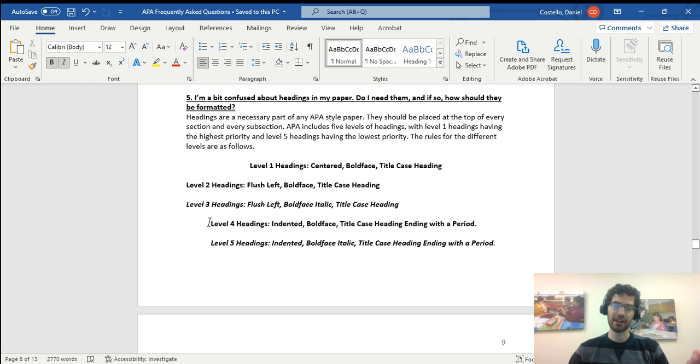And the last 2 levels of headings, level 4 and level 5, they are a little less commonly seen, but still important to know. They follow the exact same formula where a level 4 heading is a subheading of a level 3 heading. Level 4 headings, they are indented, boldface, and title case heading, and they end with a period, whereas the ones before them do not. And then finally, we have the level 5 heading, subheading of a level 4 heading, indented, boldface, and italic, title case heading, and they also end with a period. So that's sort of the more conceptual way to look at headings.